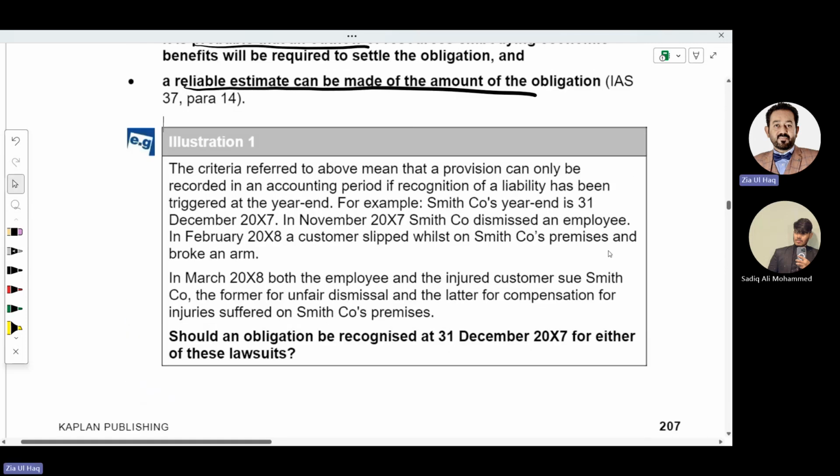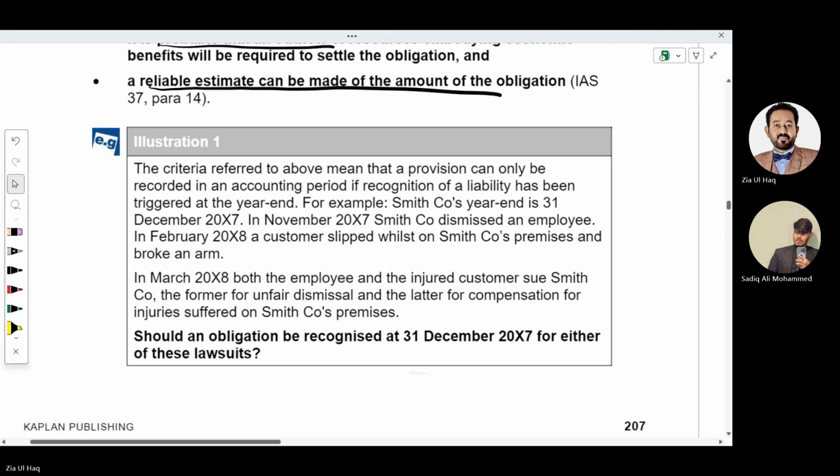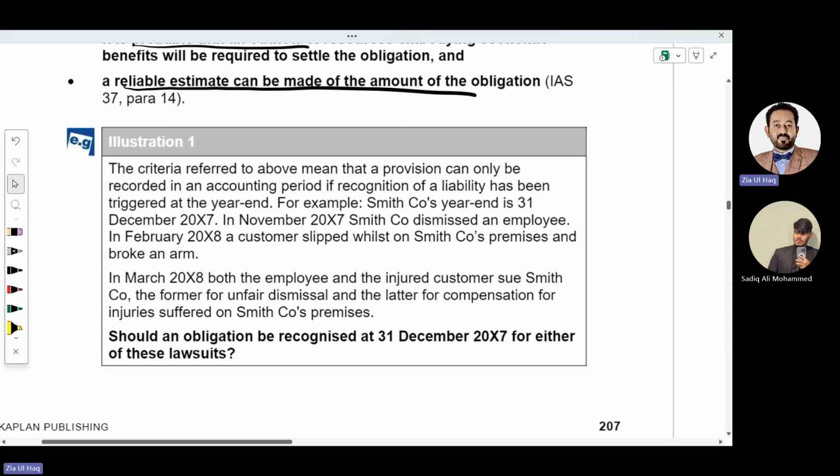Let's discuss this illustration one. The criteria referred to above mean that a provision can only be recorded in an accounting period if recognition of a liability has been triggered at the year end, meaning if meeting the three conditions. For example, Smith Company's year end is 31st December 20x7.